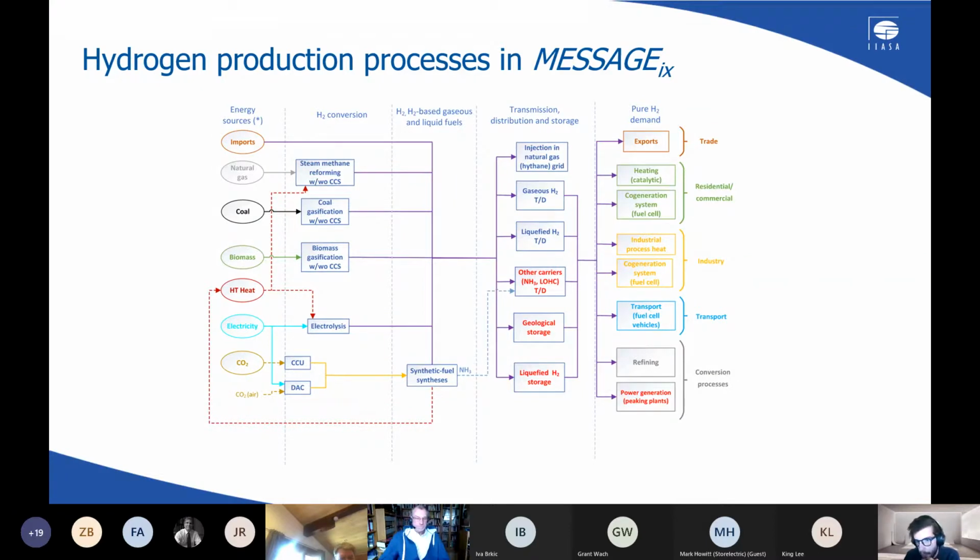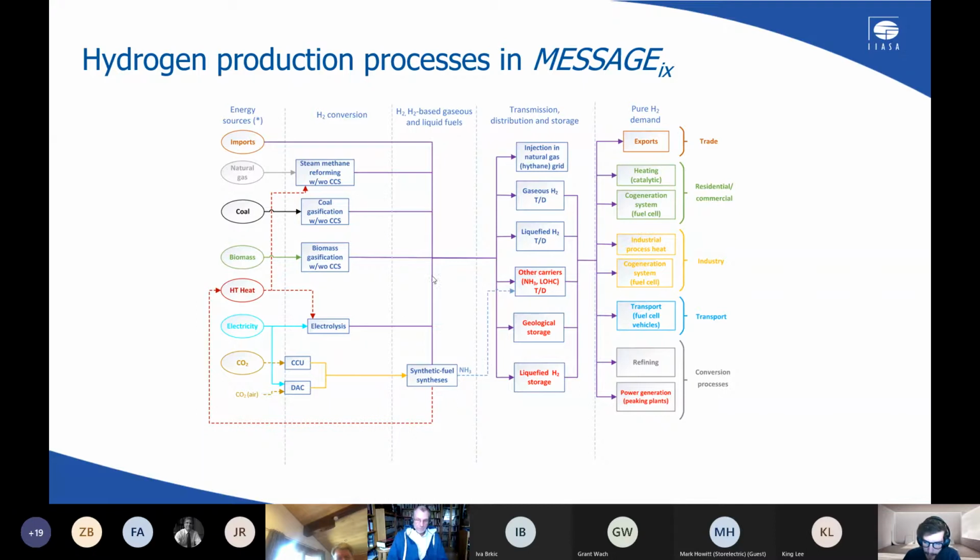We also, of course, have trade representation in MESSAGE, and we also have a refining representation. What I pointed here mostly in red color, so basically these four blocks, are potentially processes or technologies that we are lacking some information on, and we would like probably to be able to model these more explicitly. So I'm personally asking anybody who has knowledge or possible reports or other studies representing techno-economic parameters of these processes to please share the data with us.